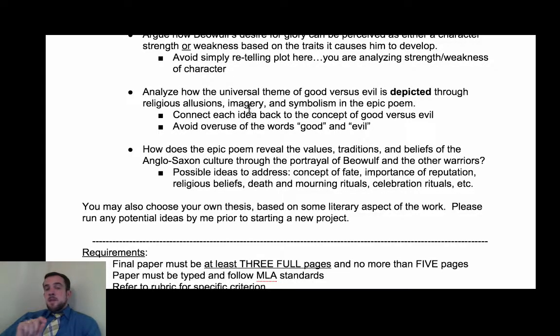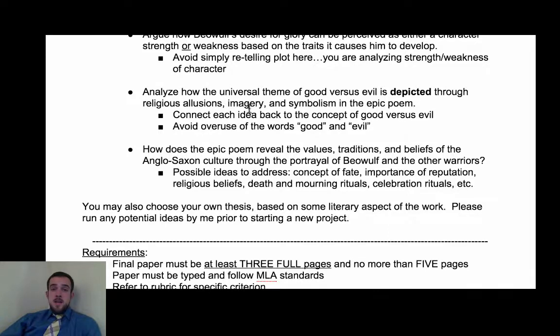The biggest mistake people make on this one, they don't talk about good versus evil. They just talk about the fact that there's good and there's evil. The whole point is the conflict. What happens when they conflict? Which side wins? Which side loses? What happens to society because of it?